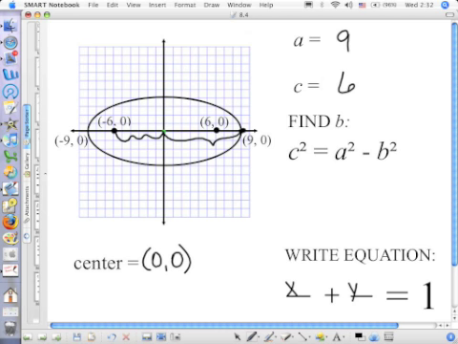Okay. Let's find B. C squared. Are you always just going to find B? You have to know B to write the equation. I know, but will it always be found for us? No, you may be given B, and you need to find A.